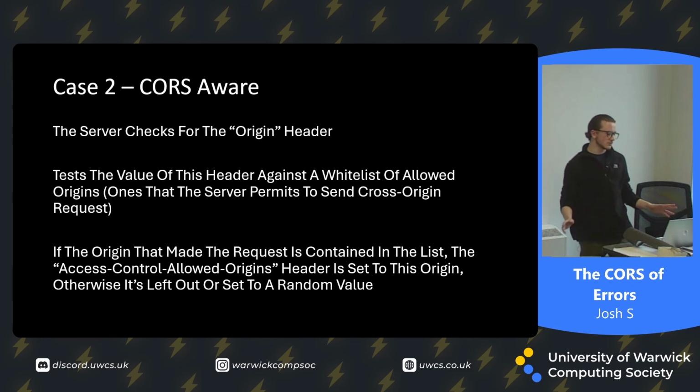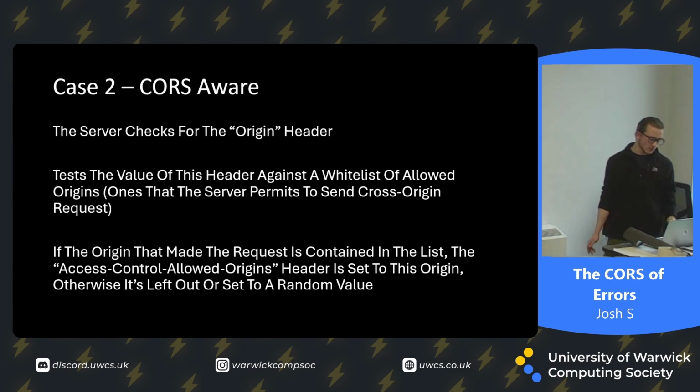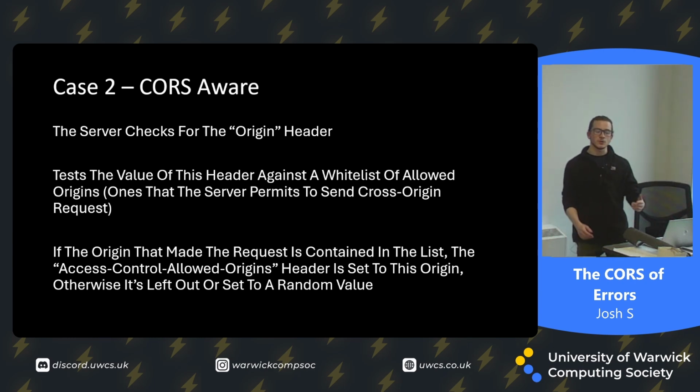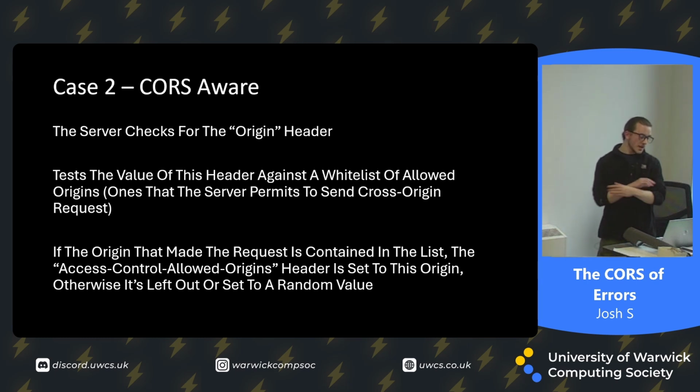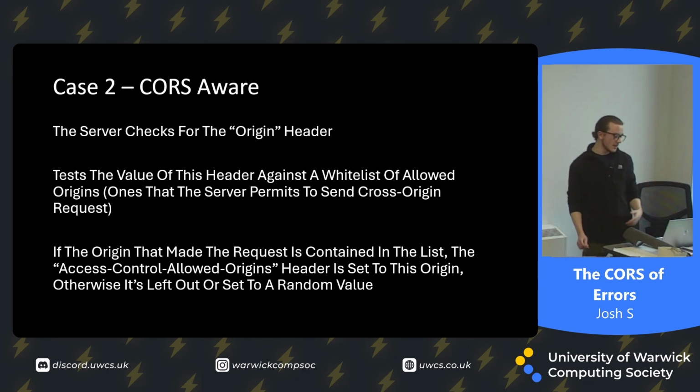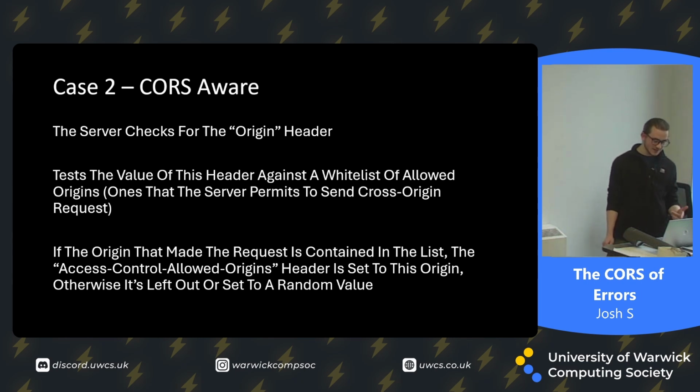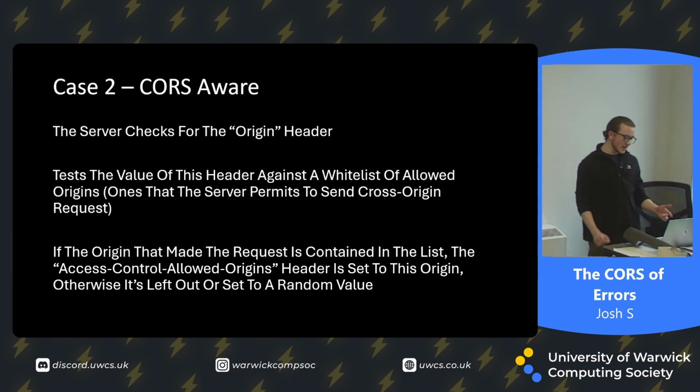Now, case 2, the server is aware of CORS. The server checks for the origin header, and it tests the value of this header against a whitelist of allowed origins. Think an array, for example, of origins that a server will allow cross-origin requests. And if the origin that made the request is contained in the list, the access control allow origin header is set to this origin, otherwise it's left out or a random value.